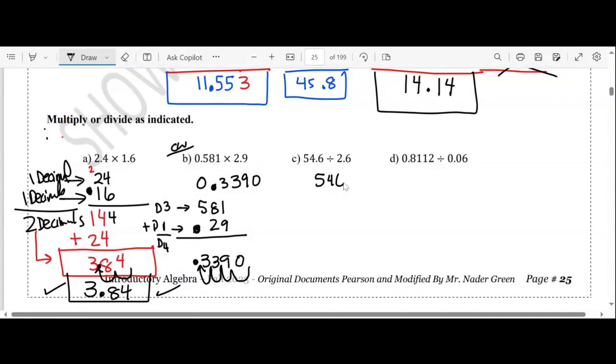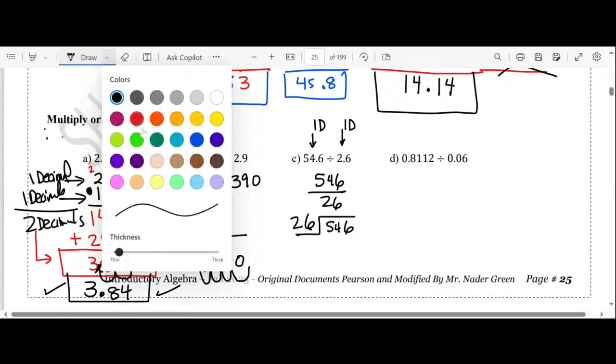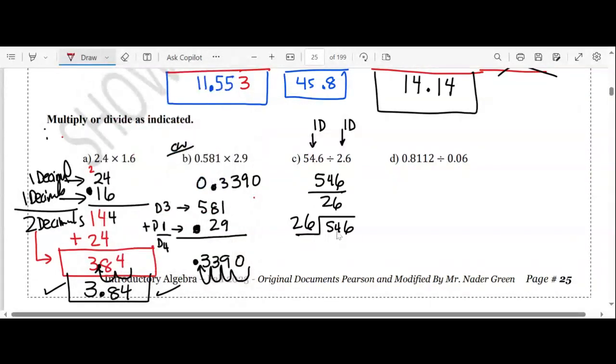You have 54.6 divided by what? 2.6. And how many decimal places here? 1. And how many decimal places here? 1. Correct? Now you can do the long division like this, right? So 26 goes into 546. How many times? 2, right?